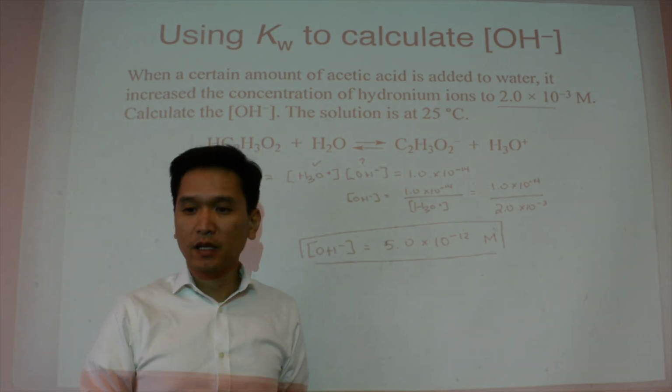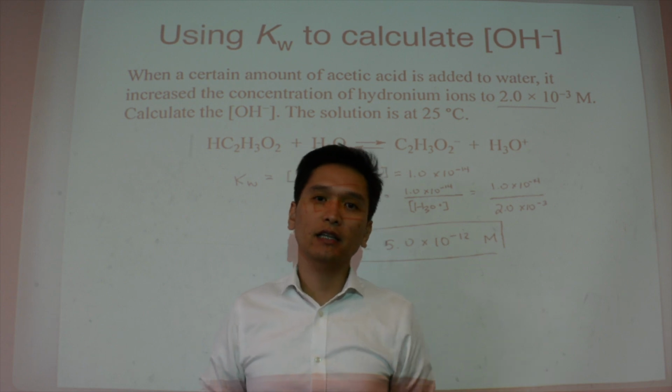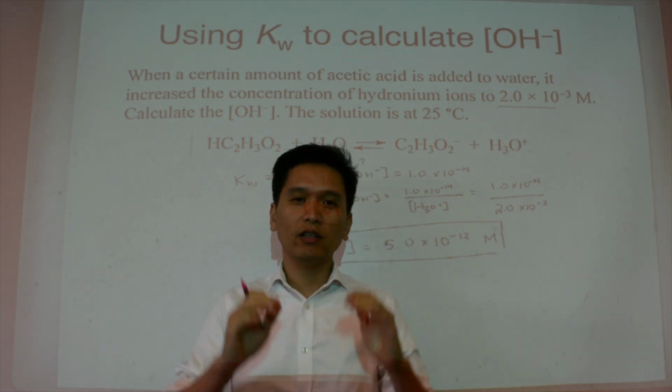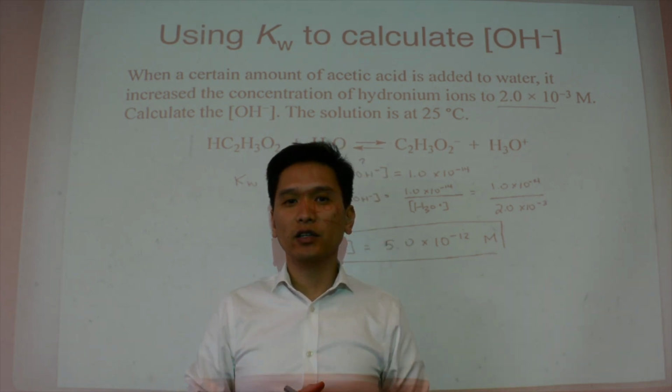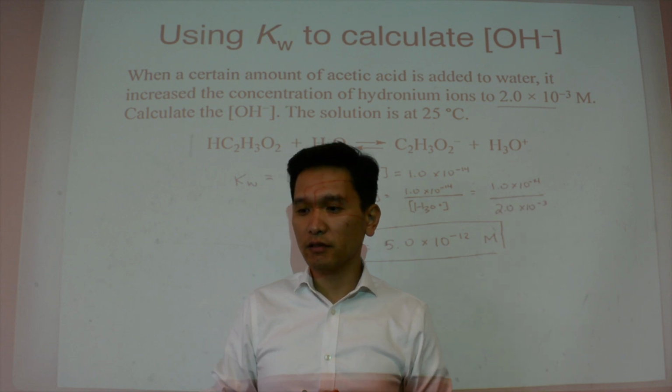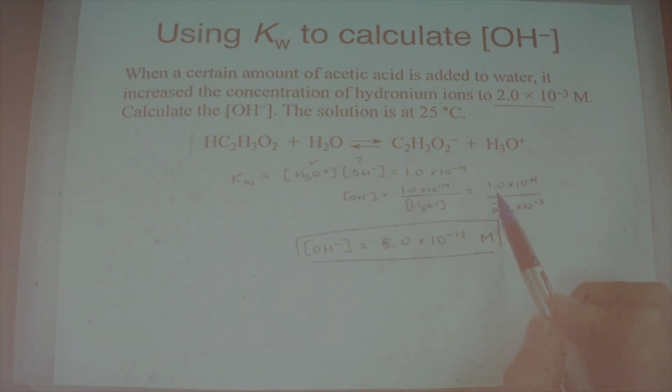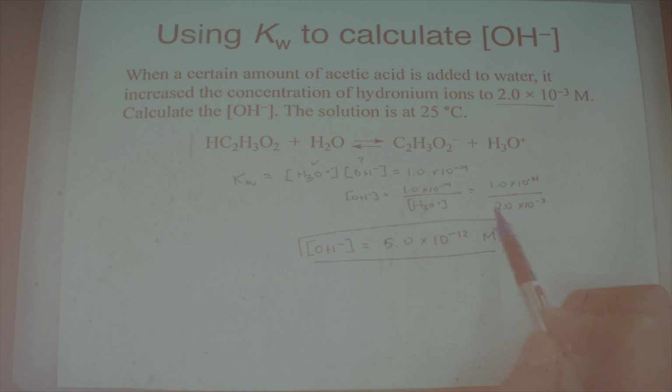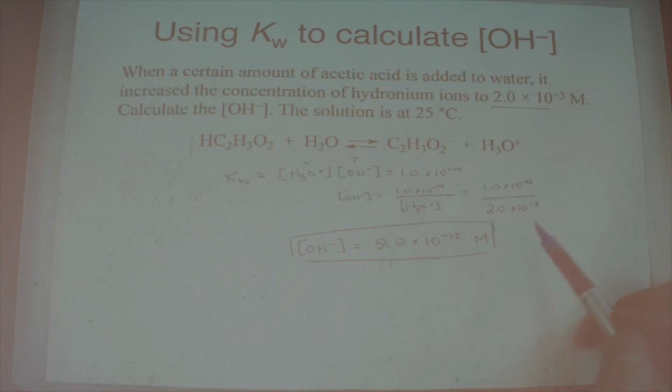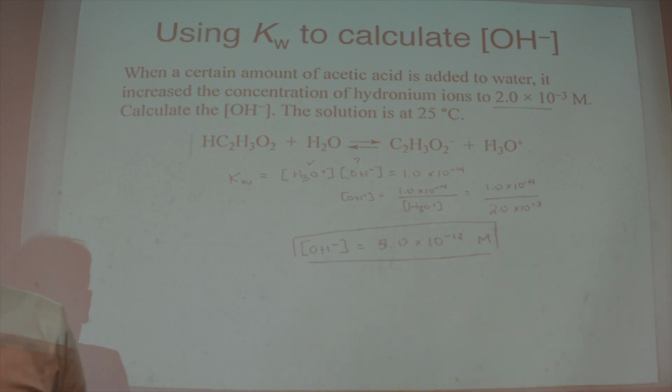Alright. Now if you are having some difficulties with that in your calculator, you might want to use parentheses when you do this calculation. For example, on your calculator, I would type in 1.0 times 10 to negative 14, all that in parentheses, and then divided by a parentheses 2.0 times 10 to negative 3, close the parentheses. If you do that, you should get the correct answer.